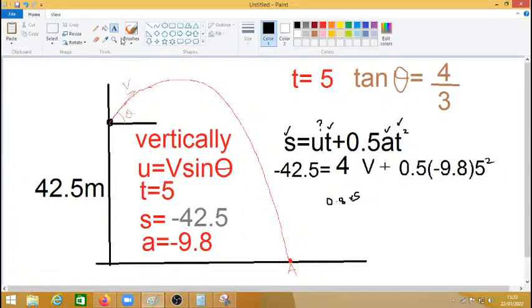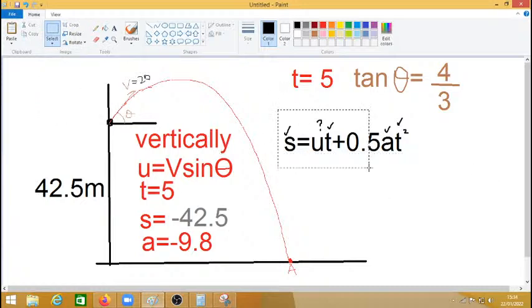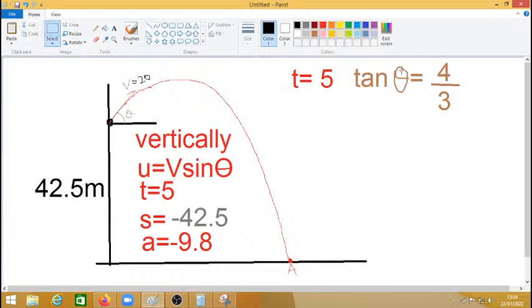Okay, then we're happy to work it out from there. Rearrange and then solve for v. And you'll get v is equal to 20. Okay, so just be careful in your substitution, especially when the theta is mixed up in the tan theta like that. Take a bit more care and that would have been perfect.